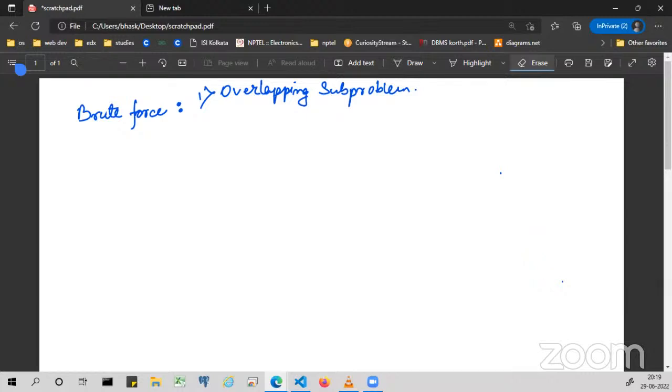But to improve the complexity still, we make 2 observations while solving that problem. What are the observations? First is overlapping sub-problems, the thing that I just discussed. And the second observation is whether that problem has a second property, which is the optimal substructure. Now, what do you mean by that?